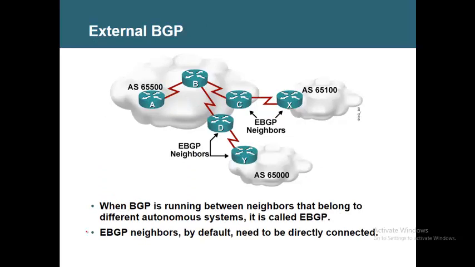Say an X router for eBGP here. C is in 65500, X is in 65100. So there are two different autonomous systems. The neighborship is called eBGP. Similarly, D and Y are eBGP neighbors. Now, if you see, eBGP neighbors by default need to be directly connected.